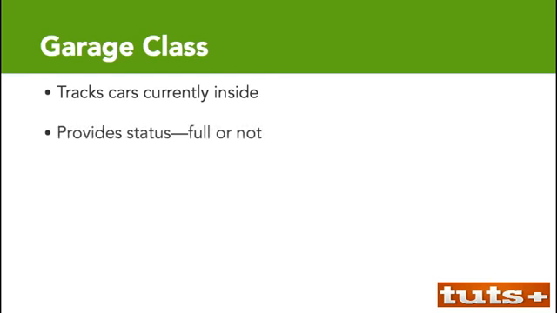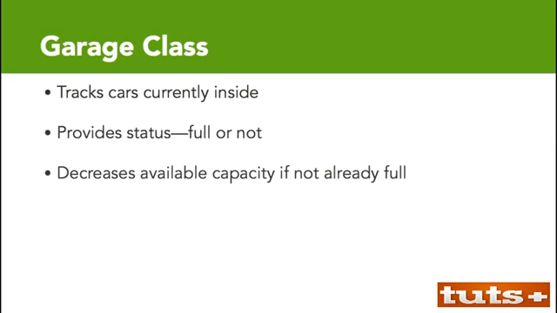Now for the garage class. When a car departs, it tells the garage so the garage can increase its available capacity and logs its departure with the monitor. The garage keeps track of the cars that are currently inside and knows about its available capacity, providing the car class with full or not full status. When a new car enters, it decreases the available capacity.